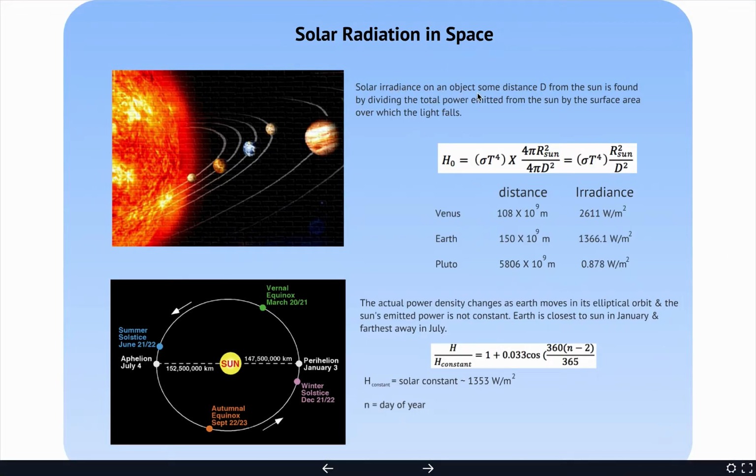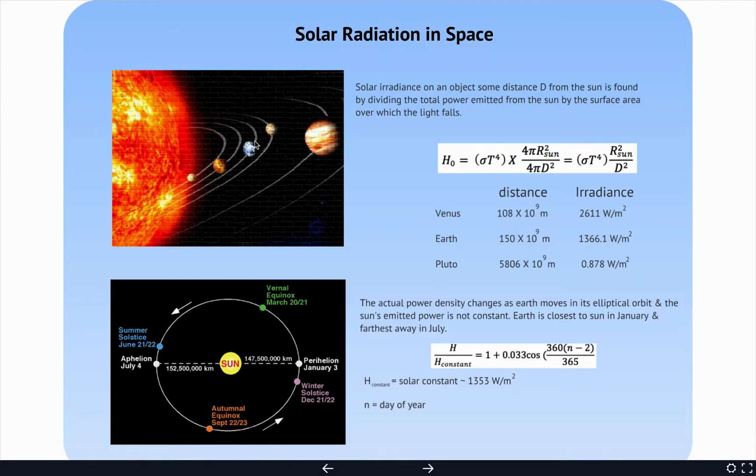Solar radiance on an object some distance d from the sun is found by dividing the total power emitted from the sun by the surface area over which the light falls. So we can simply think about the sun as emitting energy or light in an isotropic manner, or in a sphere around it. So the farther you are, the surface area of that sphere is larger. So all you have to do is take the total power emitted by the sun divided by the area of the sphere where you are standing. Okay, that gives you the power density.